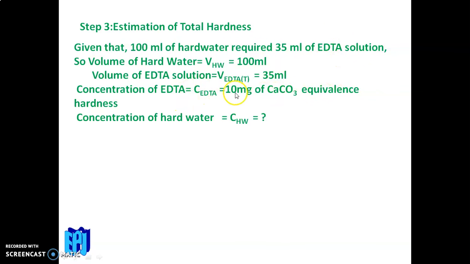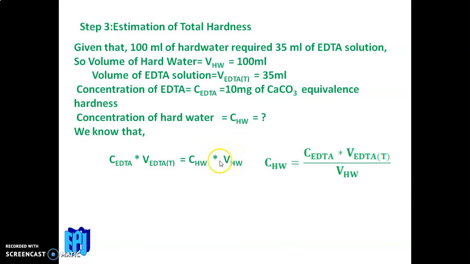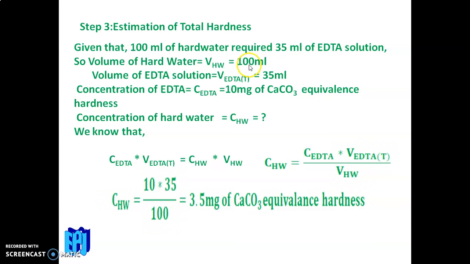Concentration of EDTA that we previously found on the previous slide is 10 mg, and the concentration of hard water we don't know. How can you calculate it? We know the equation: concentration of EDTA into volume of EDTA, that is T for this titration, equals concentration of hard water into volume of hard water. We need to calculate concentration of hard water by concentration of EDTA into volume of EDTA by volume of hard water. Just substitute the values, that is 10 into 35 by 100, that is 3.5.